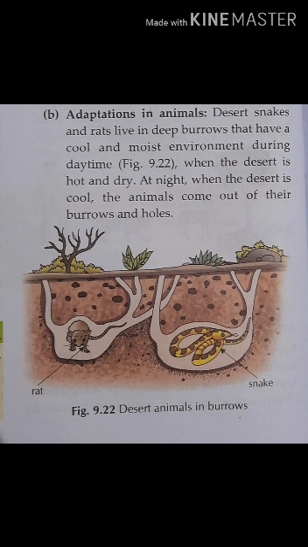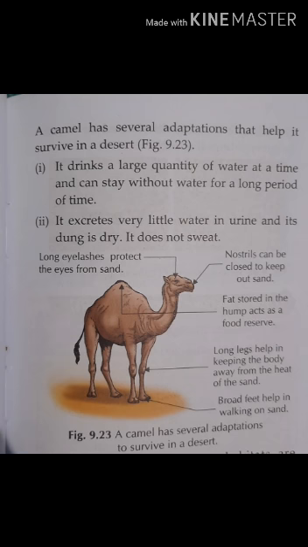Next is adaptations in animals. Desert snakes and rats live in deep burrows that have a cool and moist environment during the daytime. When the desert is hot and dry, at night, when the desert is cool, the animals come out of their burrows and holes. So, for escaping from the heat of the desert in the daytime, these animals hide themselves deep in the soil. But at night time they come out.